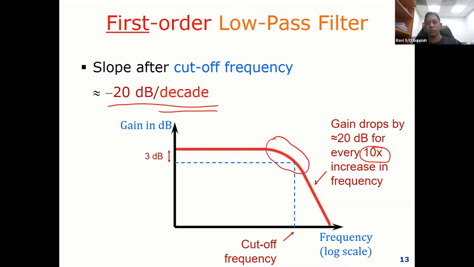Okay, and after that, you'll see a slope. So the slope is going down at minus 20 dB per decade. Again, this only applies to the first order filter, which we are studying. Towards the end of the slides, we will just introduce you to the concept of what is a second order or third order, but that is beyond the module. You'll probably learn that in other modules.